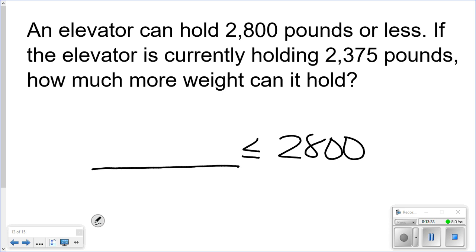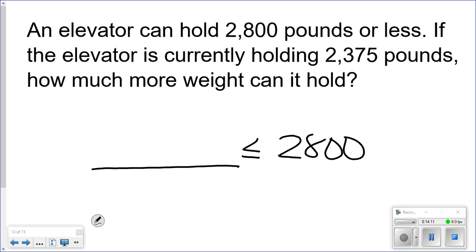Landon, I have a question. Why don't we just do this the elementary style and just subtract? Because it wants to know all the possible answers for this problem. But it's asking how much more can it hold, so you just subtract 2,375 from 2,800. It's asking how much more it can hold from 2,375. Okay, but let me finish it out.